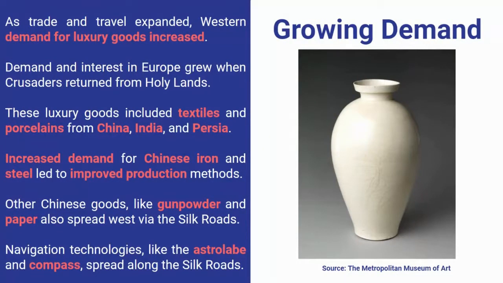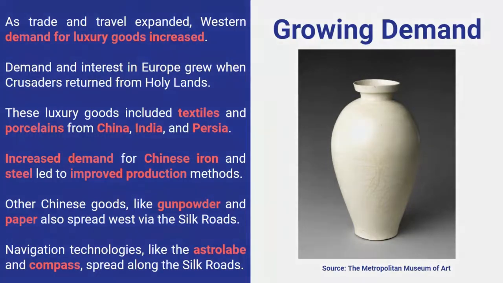Other Chinese goods like gunpowder and paper spread, and we'll talk about that a little bit later, but basically Chinese innovations start spreading to the world, and luxury goods from China, India, and Persia start spreading as well. Lastly, you should just know about improved navigational technologies like the astrolabe, which was an Islamic invention. It travels from the Middle East to Europe, but also throughout Asia and Africa. And the compass, which was a Chinese invention, travels from east to west.